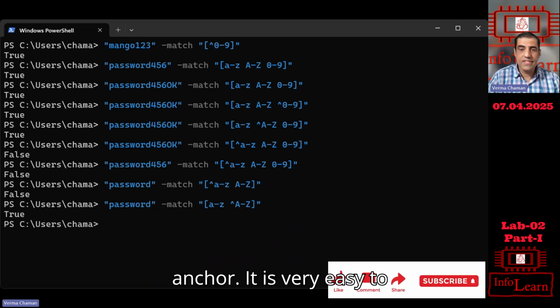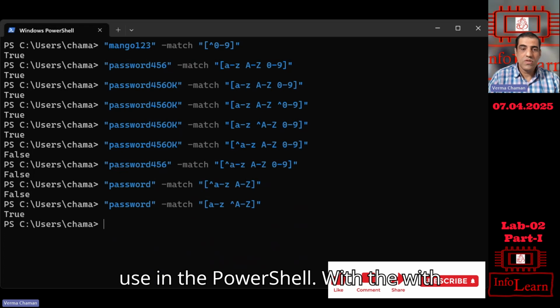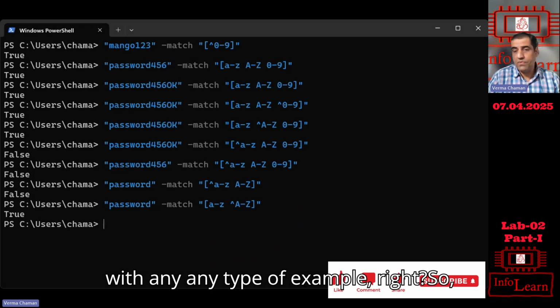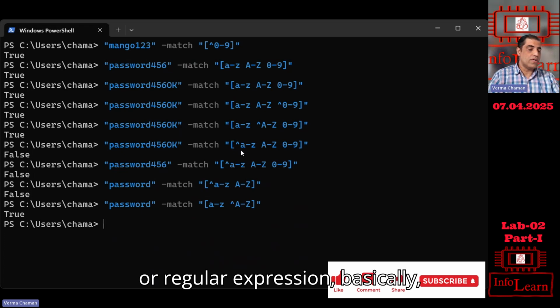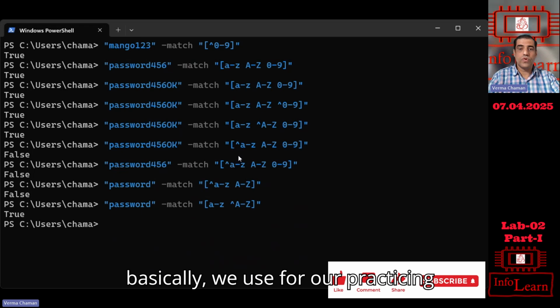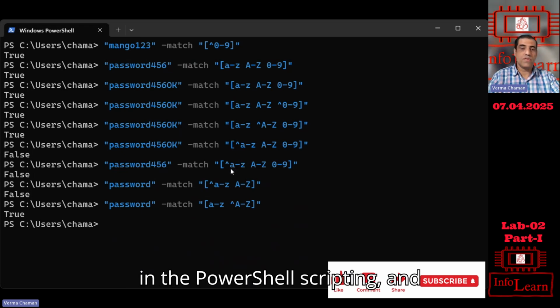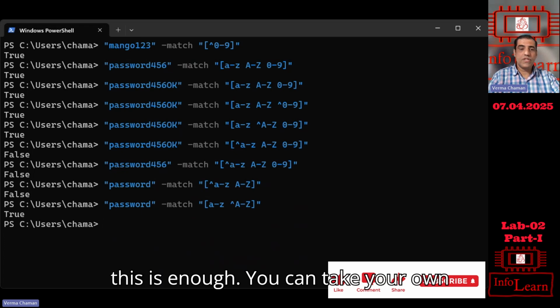It is very easy to use in PowerShell with any type of example, right? So basically, guys, this is our regular expression, basically regex. We use it for practicing in PowerShell scripting. And this is enough. You can take your own example.